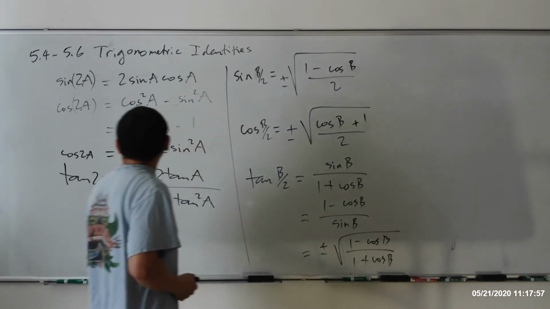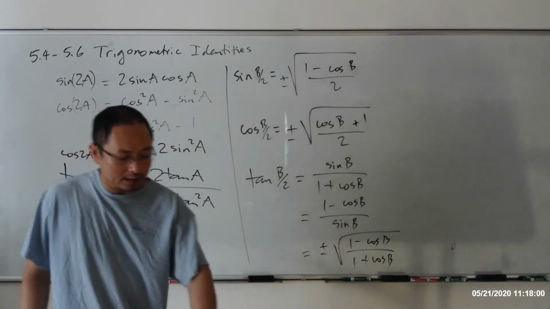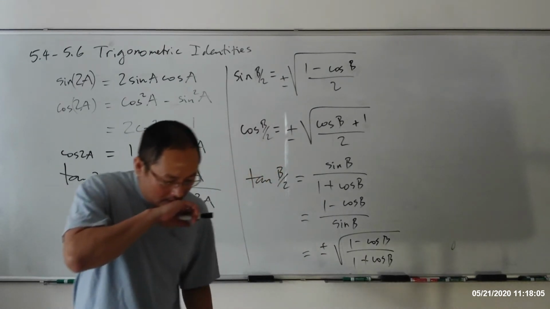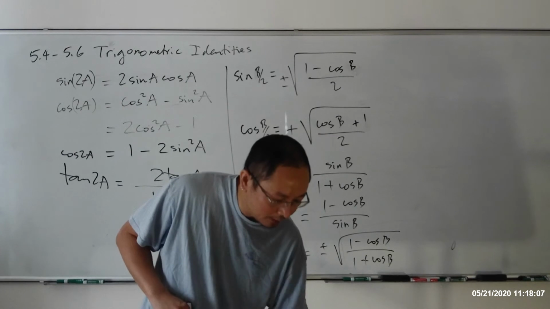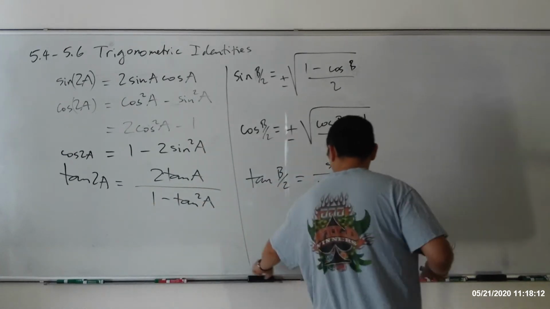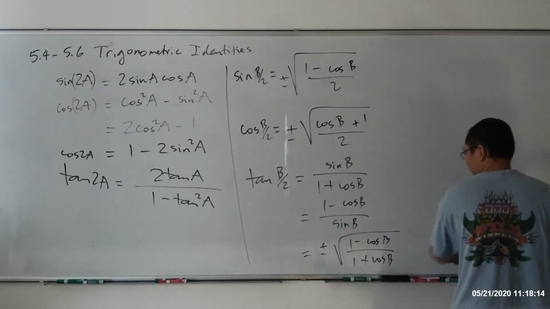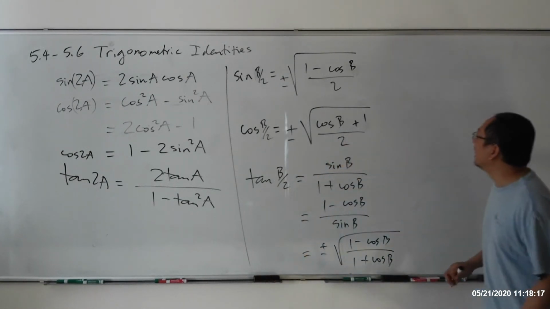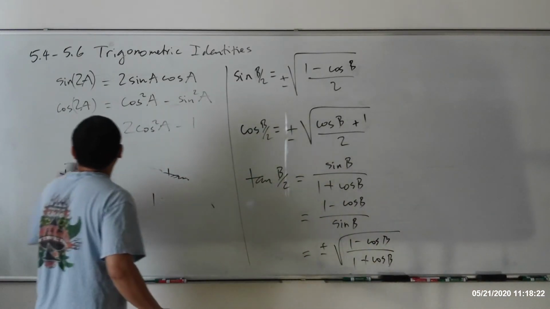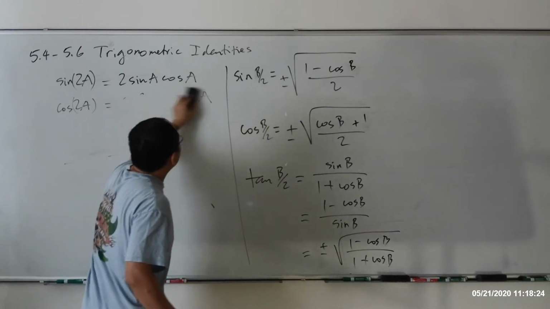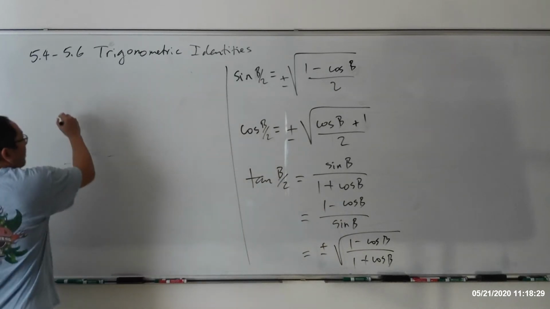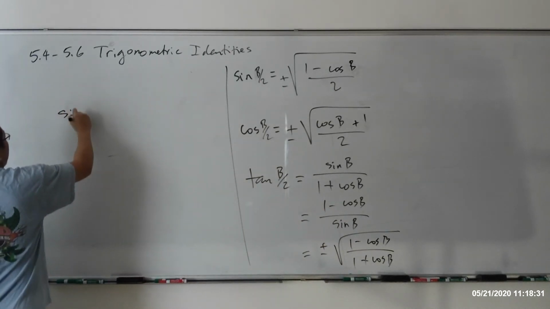Alright, I think this is the end of 5.5. Let me look at the example. I'll just give you one or two examples in this section, and then I'll move on. Let me just think of one, make it easy. Now that you've got the half angle formulas, you can calculate something like, for example, what is sine of 15 degrees?